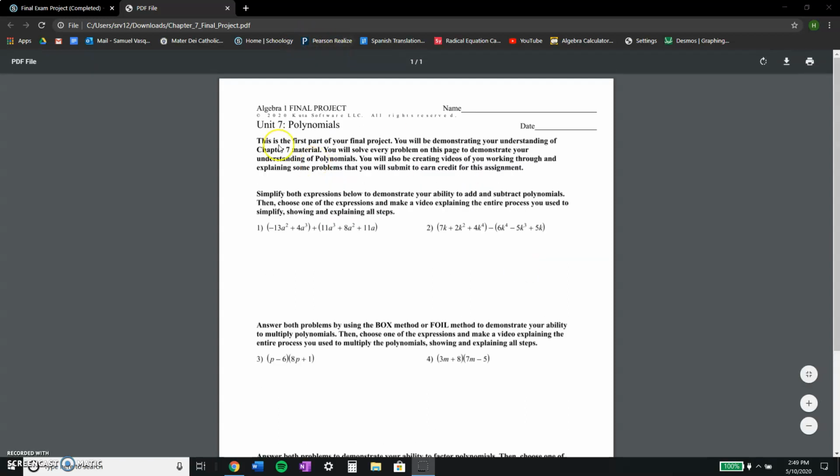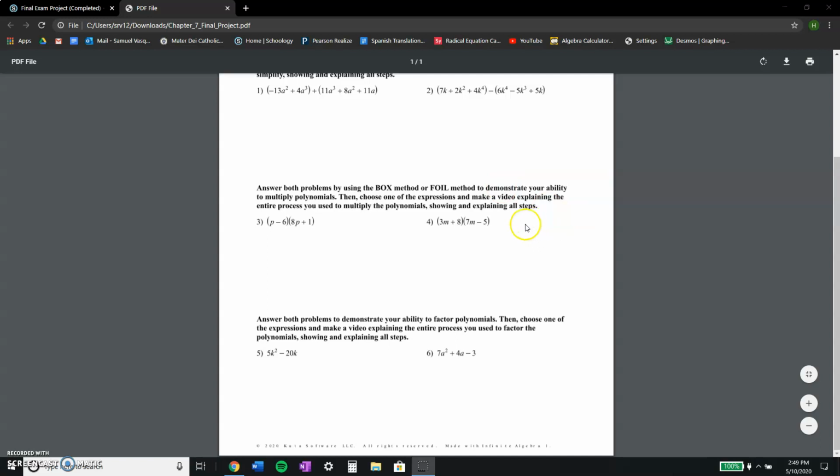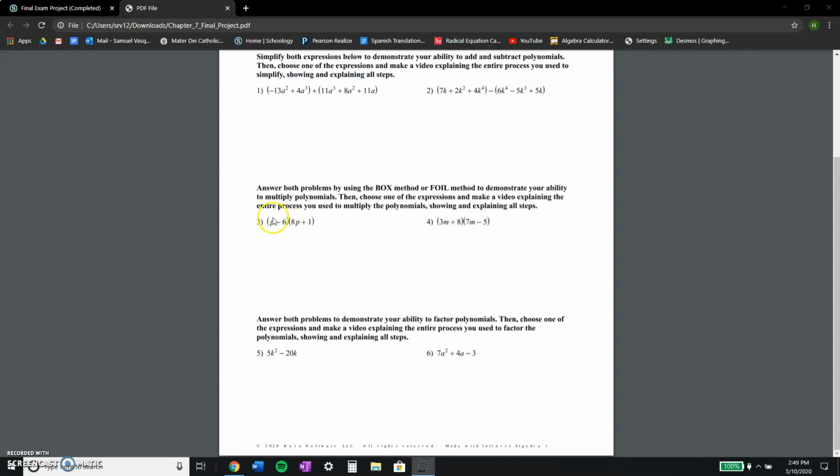And I'm still going to be doing Unit 7, but this time I'm going to be doing problem number 3. So, problem number 3 starts off as (p minus 6)(8p plus 1), right? And I'm going to be using the box method as it is my favorite method over FOIL. I just think it's more simple and more clean and it's easier to work with.